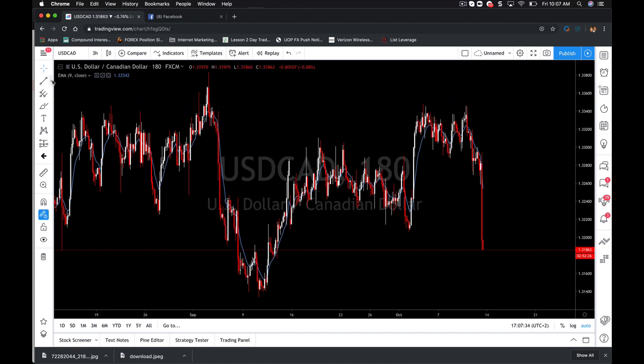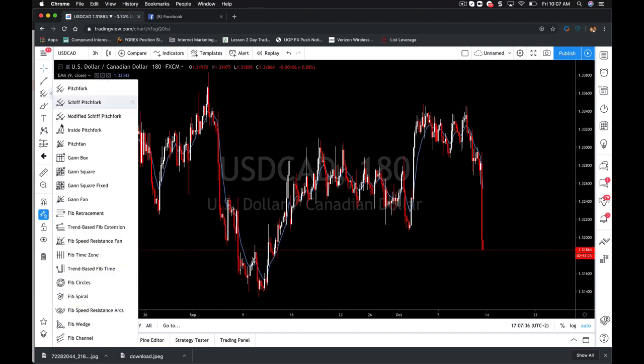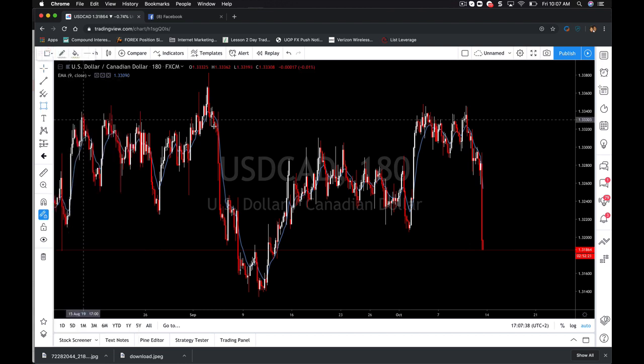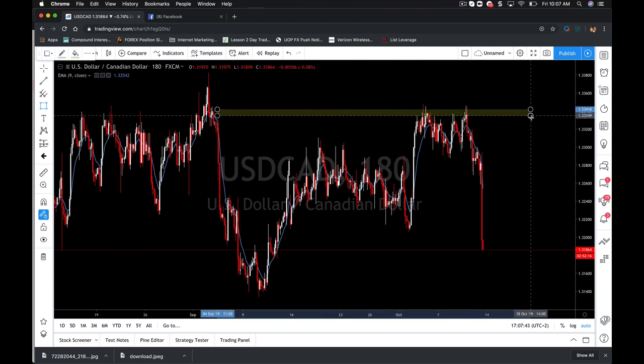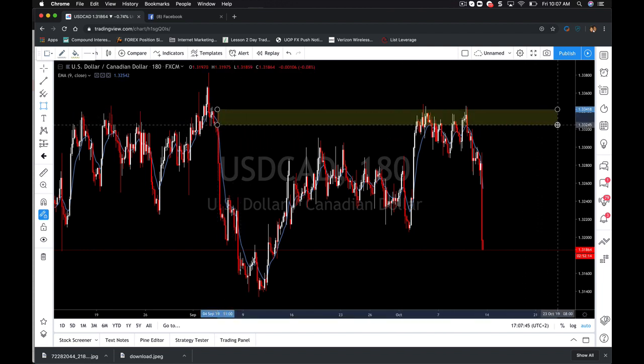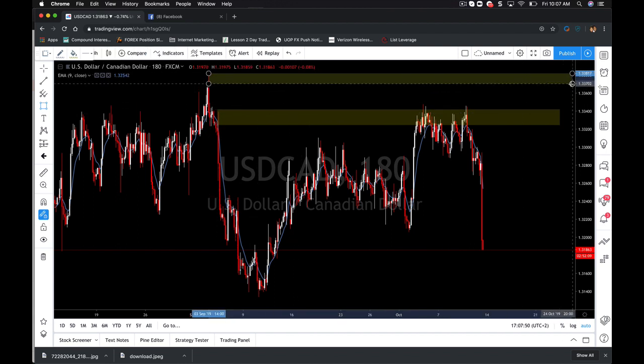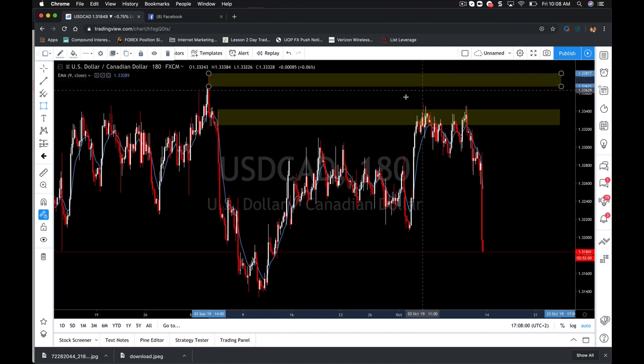All right, so I'm just going to do this for this particular pair right here to show you what I was looking at in particular. Of course, you have this zone here. This is a supply zone here as well. Also, you have a zone here at the top. Originally, this is where we were initially looking for the sell on the USD CAD at the top, to be on the safe side, but we could also get a reversal here in this first zone that I drew.